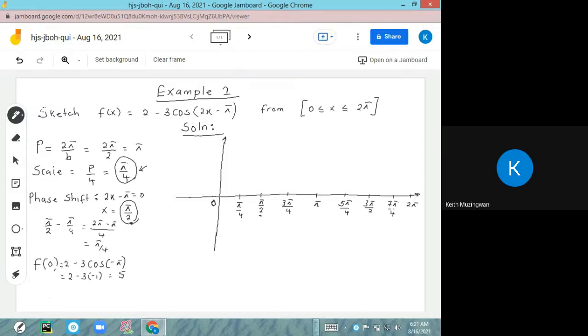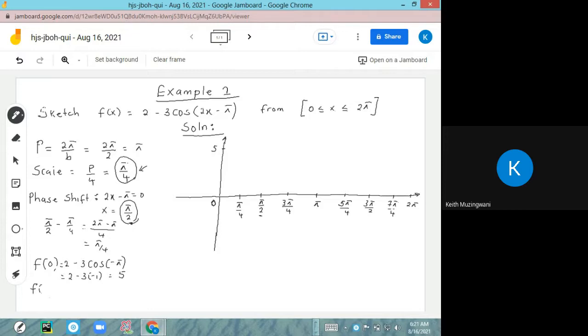So we have 0, 5. You guys should still remember that cos pi is negative 1. And so you must not get confused how the numbers are coming about.